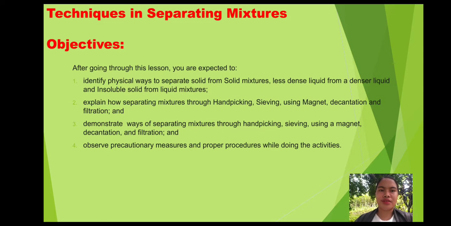After going through this lesson, you are expected to identify physical ways to separate solid from solid mixtures, less dense liquid from a denser liquid, and insoluble solid from liquid mixtures. Explain how separating mixtures through hand picking, sieving, using a magnet, decantation, and filtration. And demonstrate ways of separating mixtures through hand picking, sieving, using a magnet, decantation, and filtration. And lastly, observe precautionary measures and proper procedures while doing the activities.